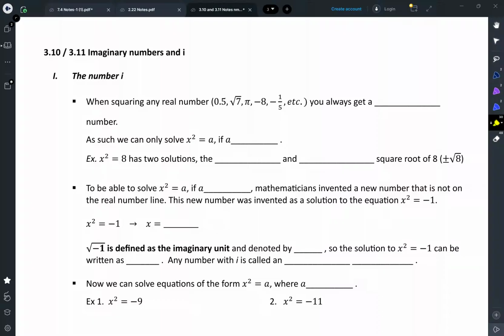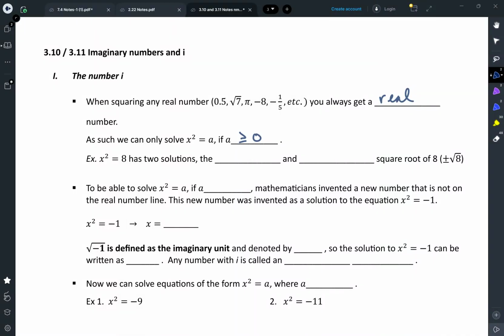When squaring any real number, and these are all different examples of real numbers, pi always throws people, but let's remember pi is 3.14, it is a real number, it's not a variable. You always get a real number. So when you square a real number, you get a real number. As such, we can only solve x squared equals a if a is greater than or equal to 0. If a was negative, we were not able to figure it out, because there was no way I could square something, multiply it by itself, and get a negative.